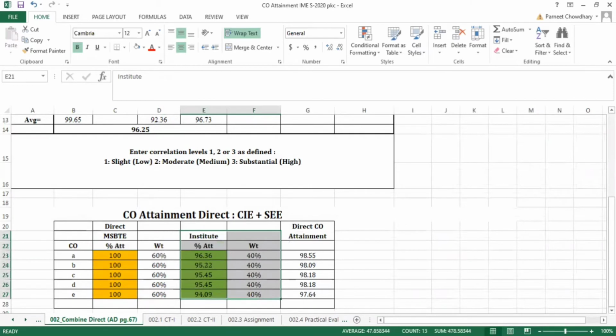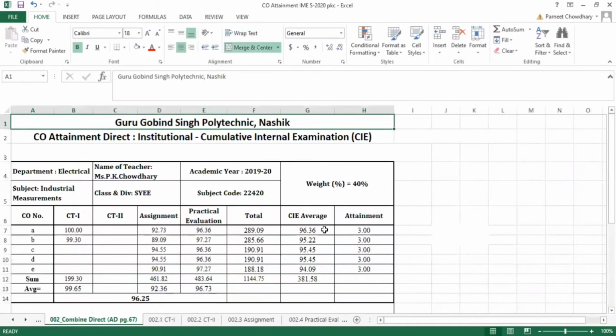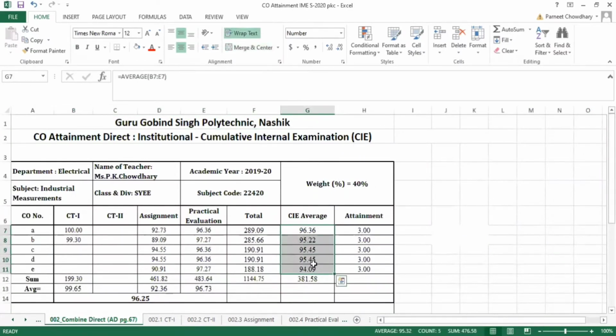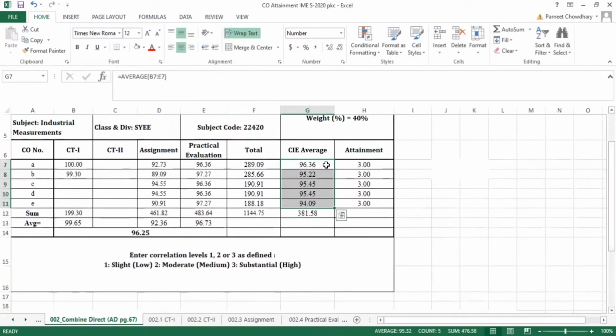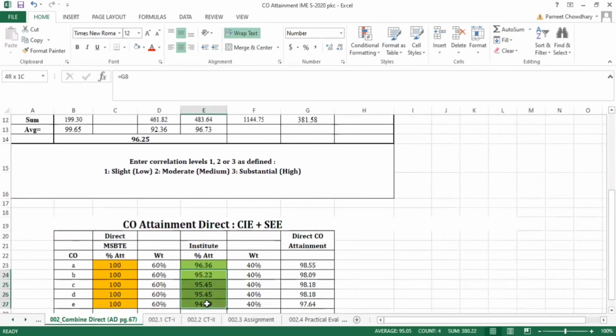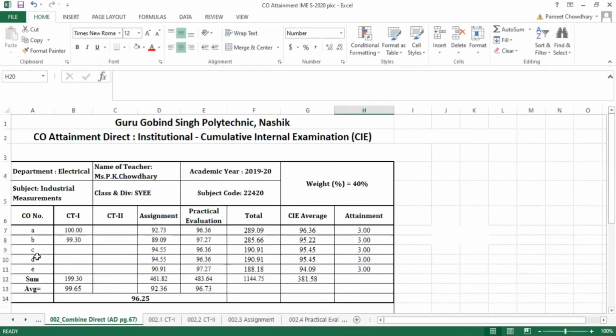Now for direct attainment of institute level, you don't have to edit these values because they will be dragged directly from here. These 5 values, CO8 to COE, will be dragged as they are. See, 96.36 is coming from here, G7, then 95.22 is coming here. So these 5 values are dragged. You don't have to edit these, you just have to add your percentage result over here. Again in this sheet also, in this 2002 sheet, you don't have to enter any value here. You don't have to edit any percentage. You have to edit only the backups. So you just edit the backup and the corresponding value will be dragged over here.